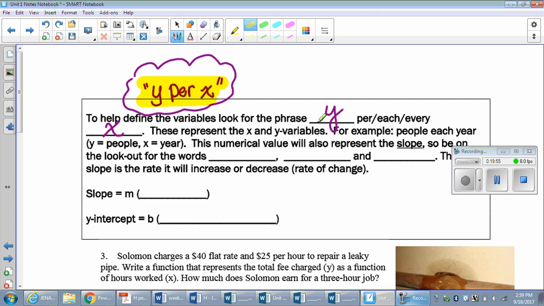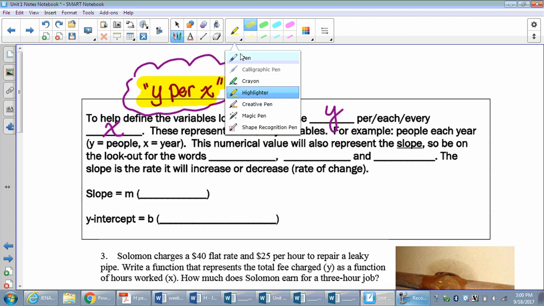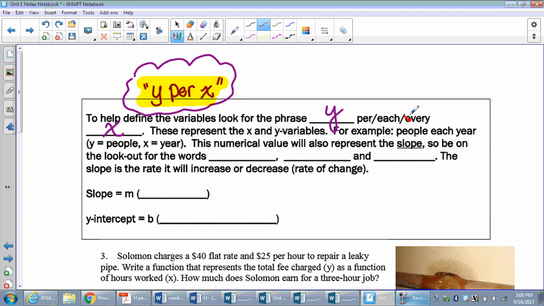Y per x, or y each x, or y every x. So per, each, or every will be the words we look for in the actual real world problem. These represent the x and y variables. For example, people each year. So in the back of your mind, if you're thinking y each x, to the left of the word each you put y, and to the right x. People is my y variable, and year is x. Y each x. So per, each, or every is kind of that buzzword that'll be in the middle.